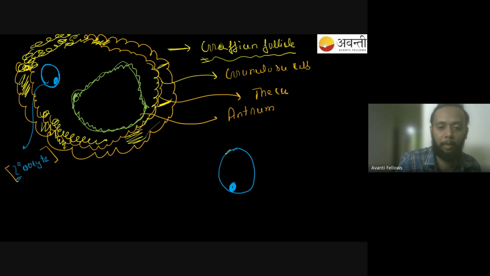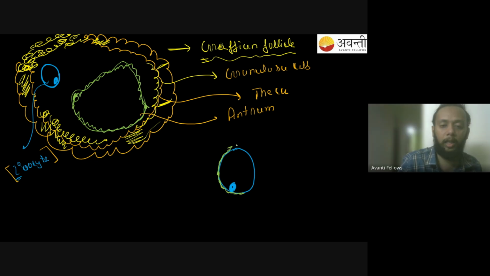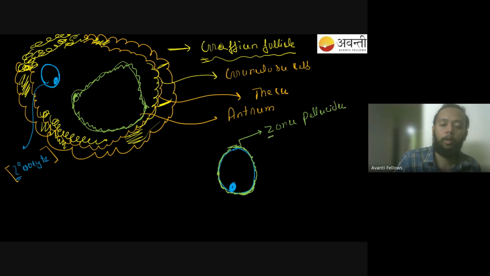Tell me. What is its name? Gayatri, what is the outer layer? Or Mantasha, tell me, what is the outer layer? Zona pellucida. Right. The outer layer is always going to be called your zona pellucida. What is zona pellucida made up of? Glycoprotein. Zona pellucida is made up of glycoprotein. Very good.